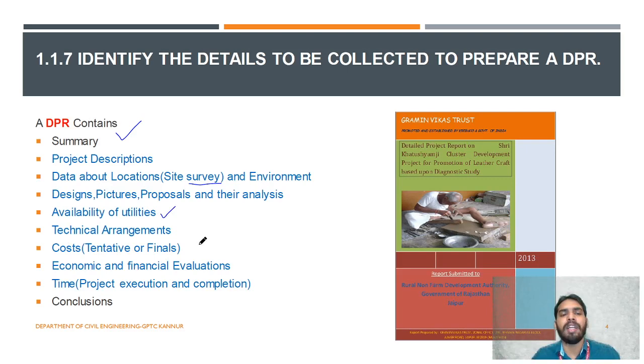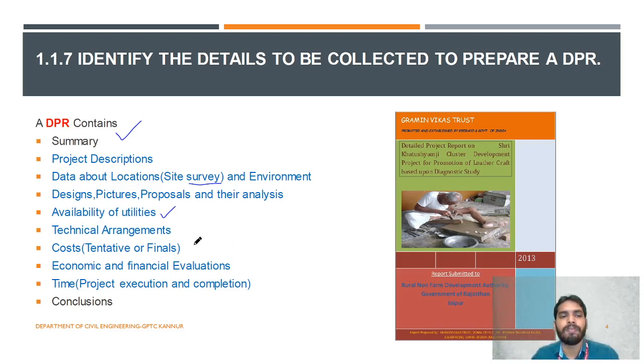Then if there is a technical arrangement, what are the technical arrangements that you can do? What type of transportation is possible there? How many engineers are necessary? Then all those things can be included in a DPR, right?